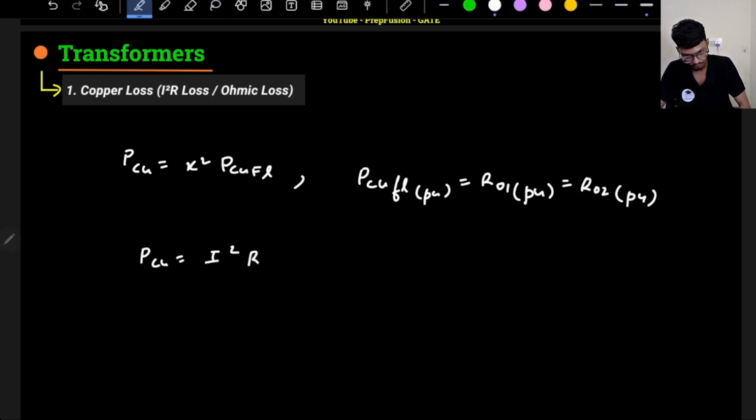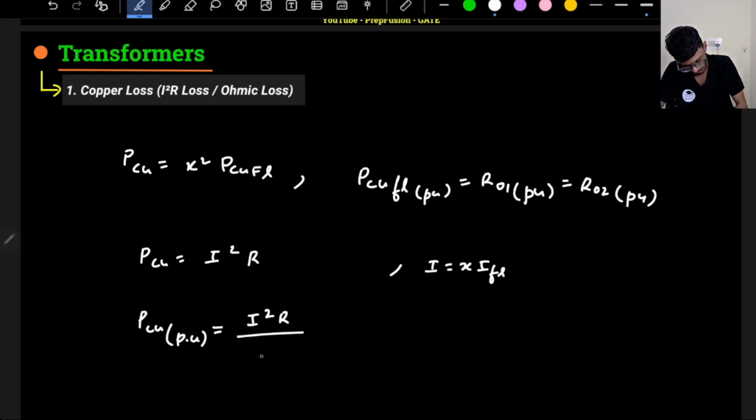So at any load, I know that my I is equal to x times IFL, correct? So what will be the per unit copper loss? Per unit copper loss will be equal to I square R divided by the full load copper loss. Because I want to write the base value, this will be I square FL into R base, right?